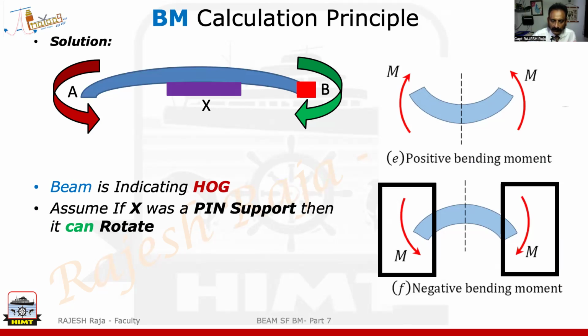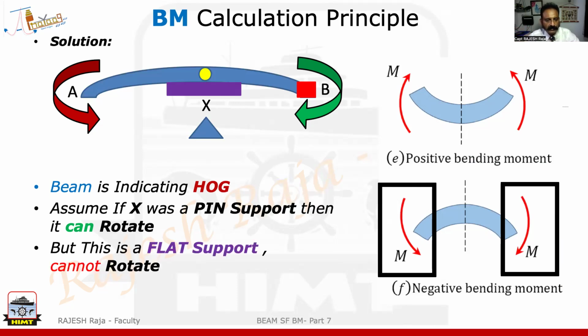Okay. Let us assume for just a minute that X was not a flat support, it was a pin support. So pin support will look like this, single point support. If you had a pin support, please remember there's a possibility this beam can rotate. Whenever you are allowing a beam to do something, free motion because of an action, then that means there will be no reaction. But the problem is this is not a pin support. So that means I'm going to cancel these two. This is not a pin support, it's a flat support.